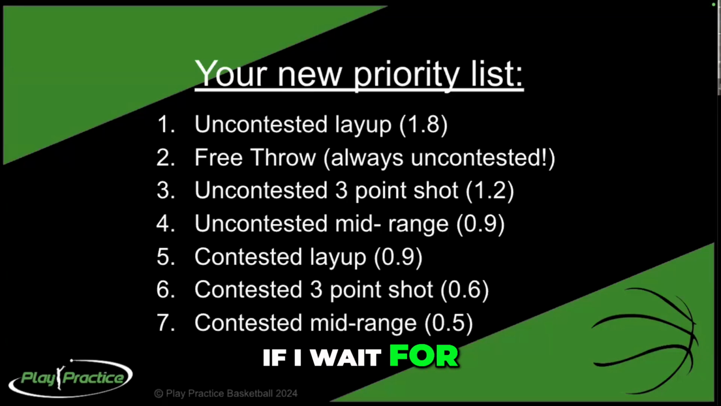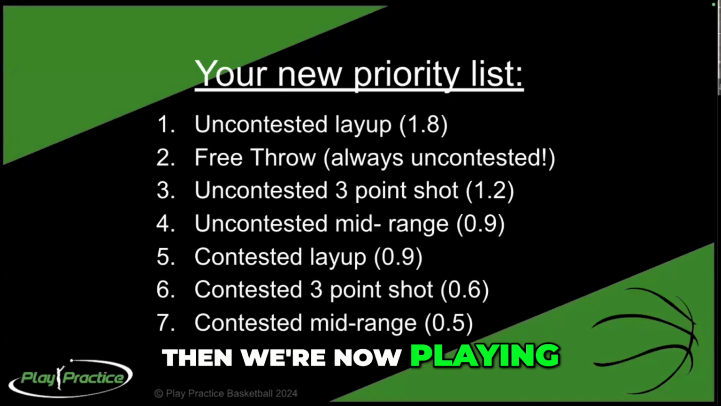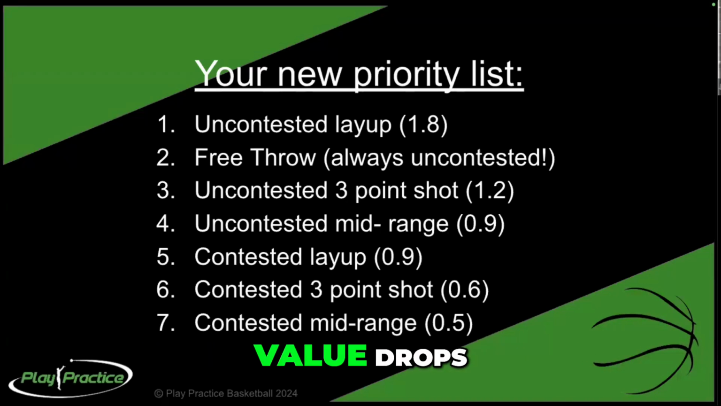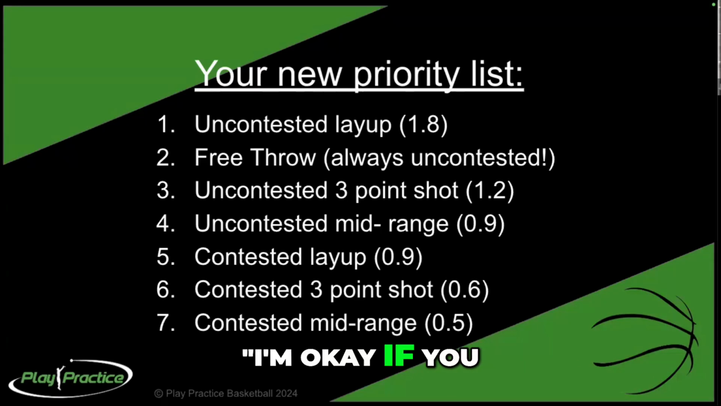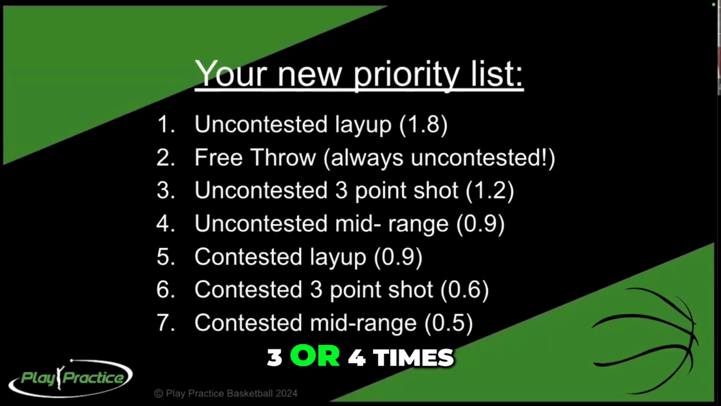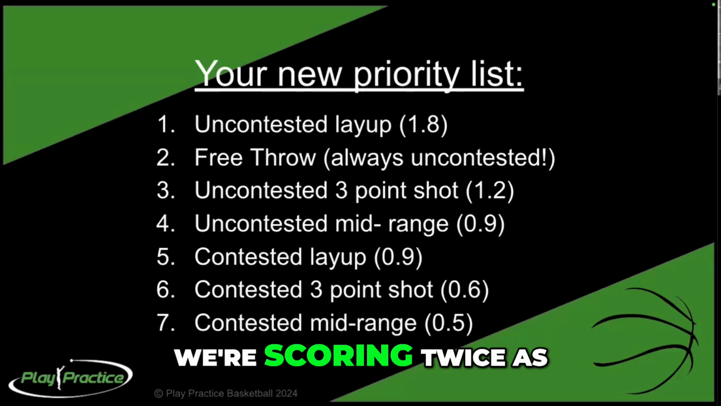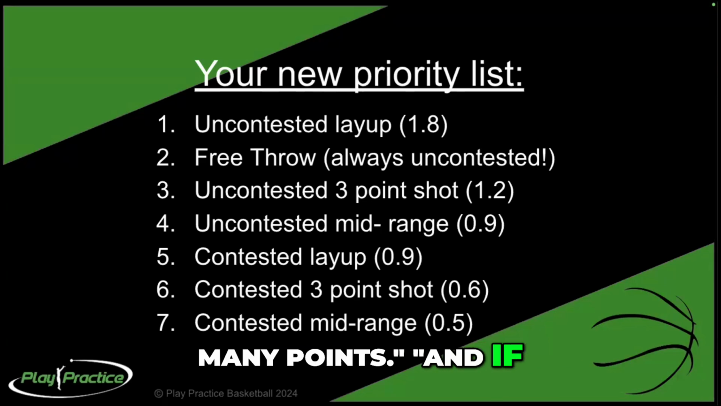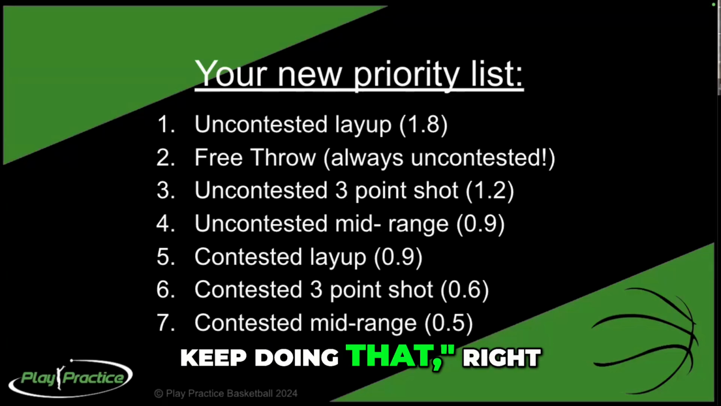If I wait for the point guard to come and save me from having to dribble, then we're now playing a half court possession and our points per shot value drops significantly. So connecting the dots in the player's mind is like, I'm okay if you blow it up and dribble off your foot, lose the ball, turn it over maybe three or four times a game, because the other six times per game that you get a rebound and lead it, we're scoring twice as many points. If you keep doing that, you're going to get better at it and have fewer turnovers and more points. So keep doing that, right?